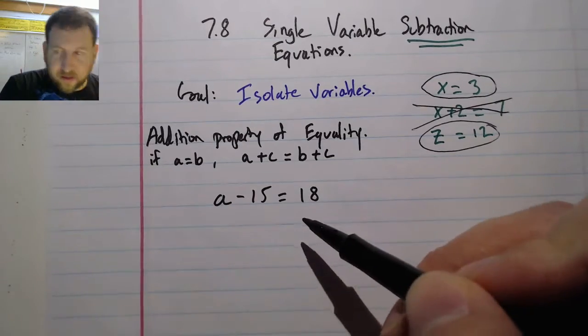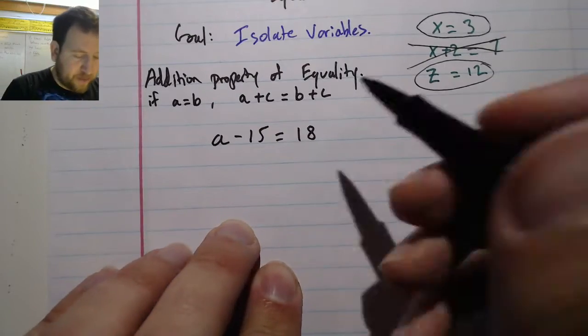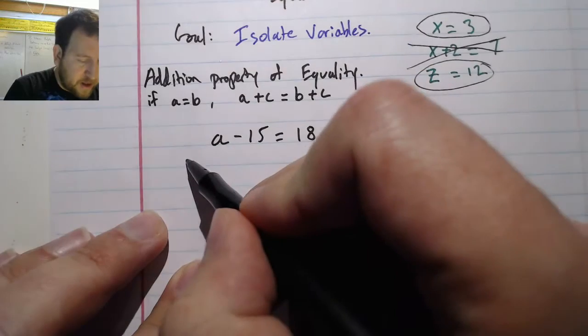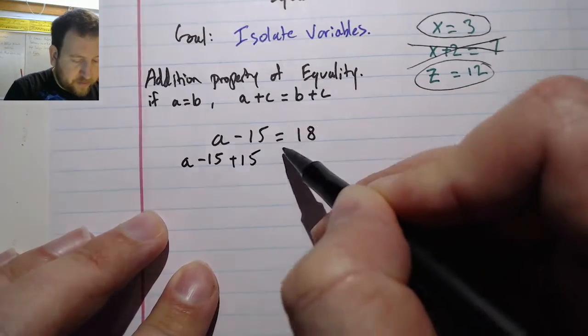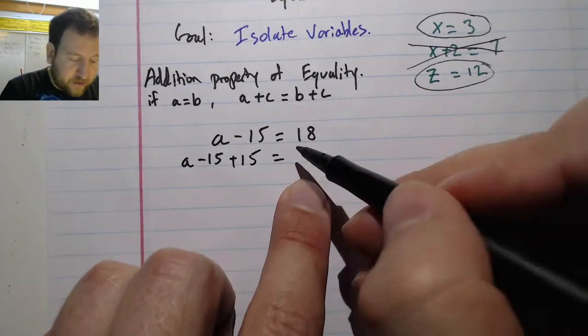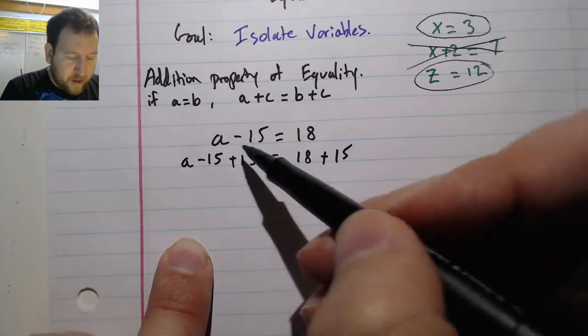Okay, so let's look at this one, and we need to do some isolating, and we're going to write down every step as we go. All right, so I have a minus 15 by my a, so I'm just going to add 15. I have a minus 15 plus 15. Now, if I add 15 to this side, I'm going to have to add 15 to the other side. 18 plus 15.